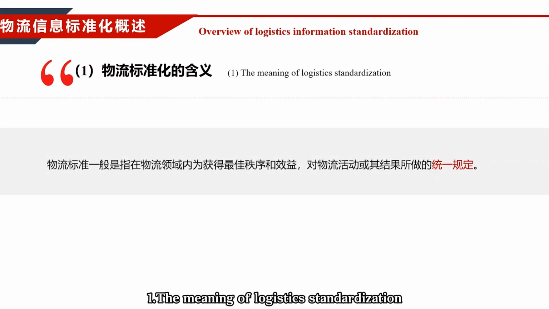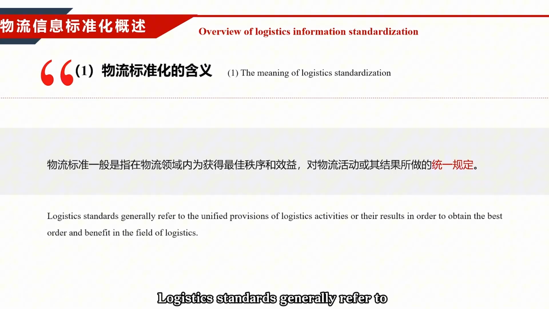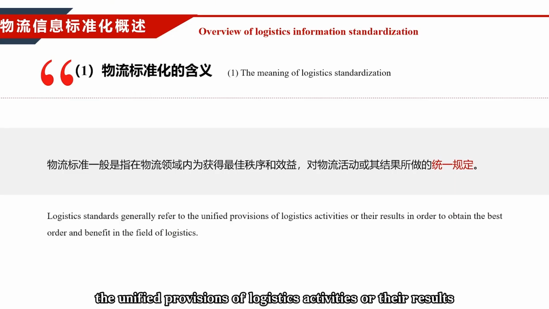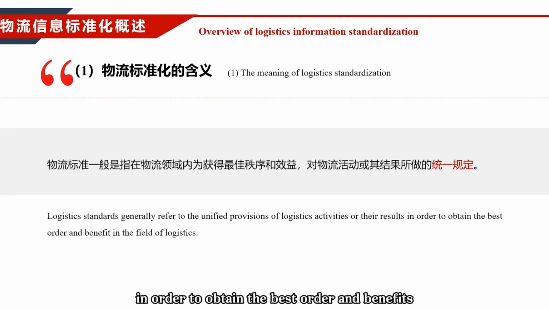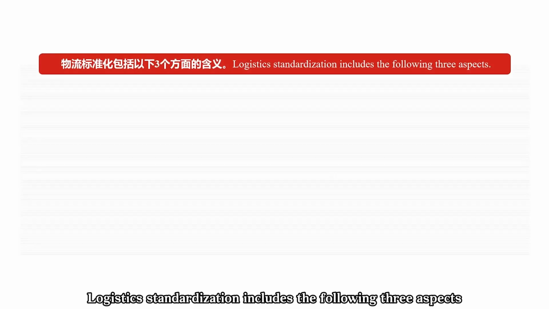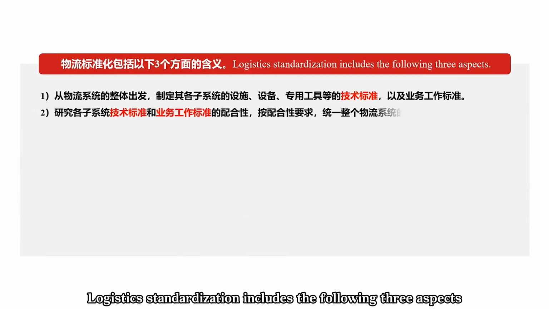One. The meaning of logistics standardization. Logistics standards generally refer to the unified provisions of logistics activities or their results, in order to obtain the best order and benefits. In the logistics field, logistics standardization includes the following 3 aspects.